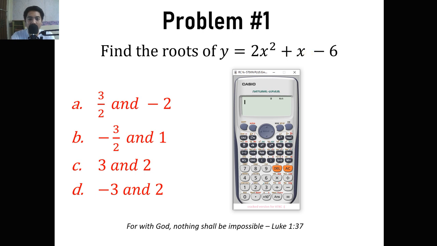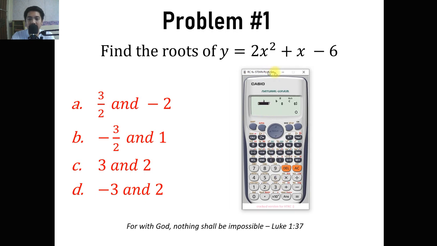Just like what we did on getting the roots of a linear equation or a linear polynomial, we're going to go to the mode equation, mode 5. In this case, since we are dealing with the quadratic, we will be clicking number 3 as it says ax squared plus bx plus c.